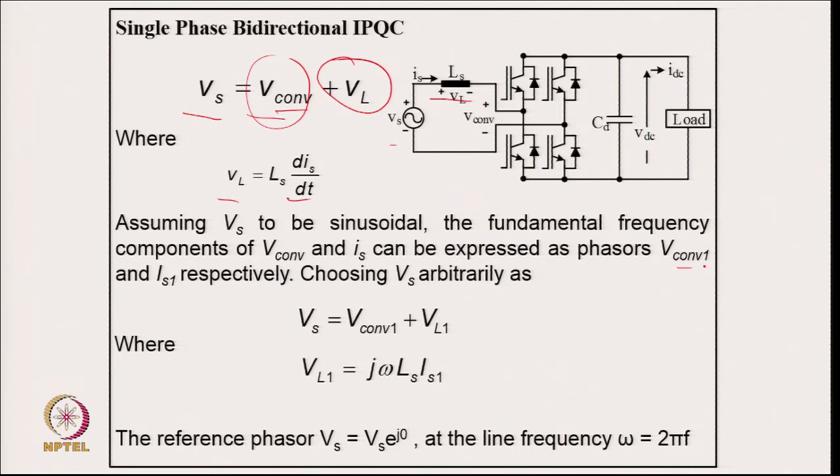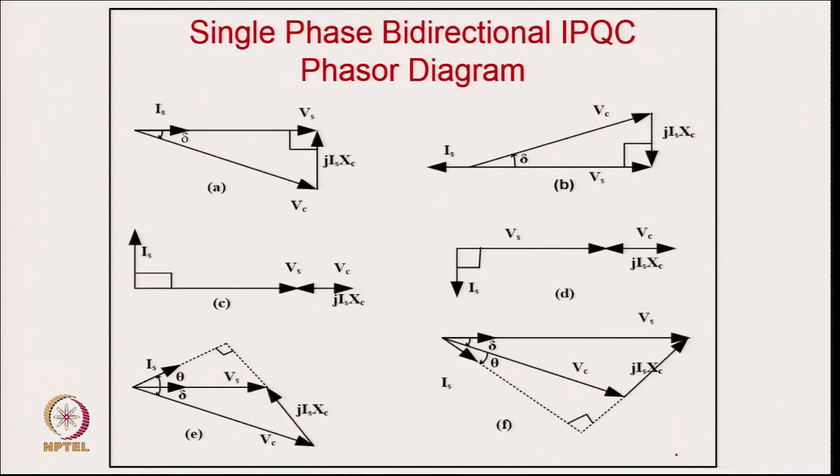and Is can be expressed as a phasor, like V converter 1 fundamental and Is1 respectively. So, choosing Vs as the reference, we will only consider the fundamental here. And what is the inductor voltage drop? That is j omega Ls, corresponding to the fundamental frequency of supply, into Is1. So, this is the inductor voltage drop, which will of course be at 90 degrees to the current, and the phasor of voltage we can take at 0 angle, the supply voltage with the frequency of omega. And now these are the phasors corresponding to different operating conditions.